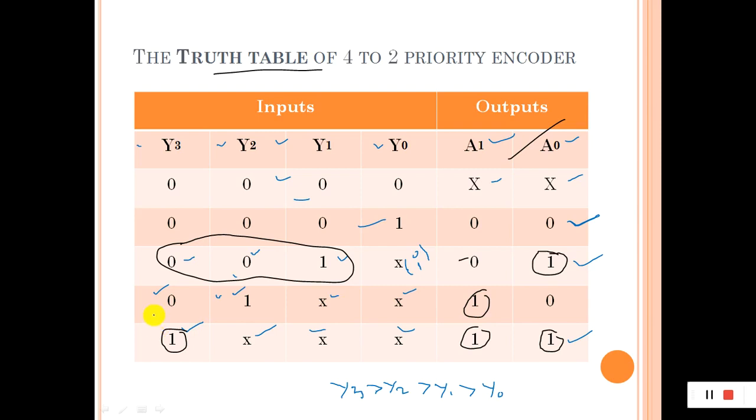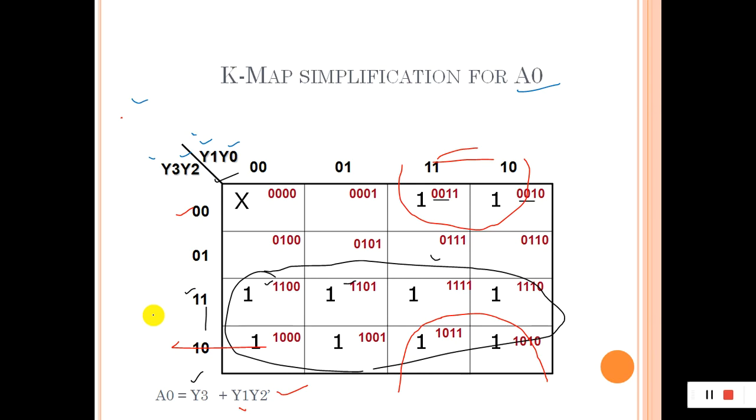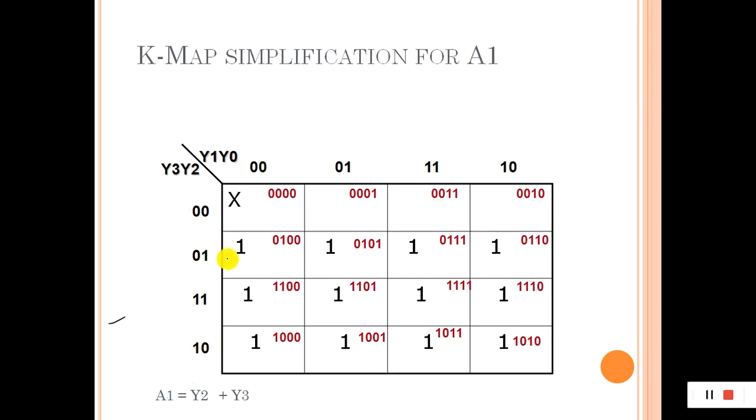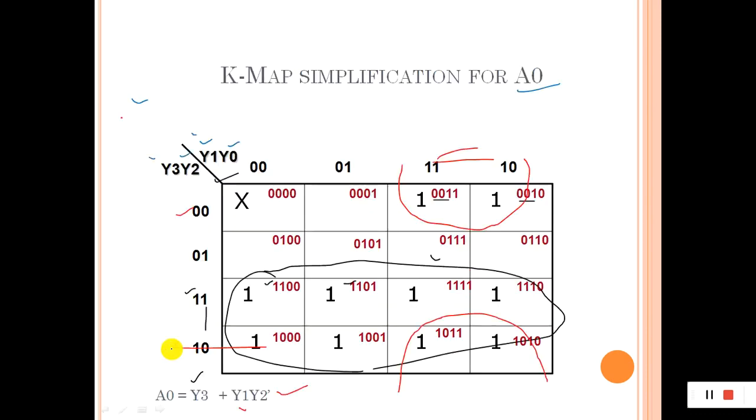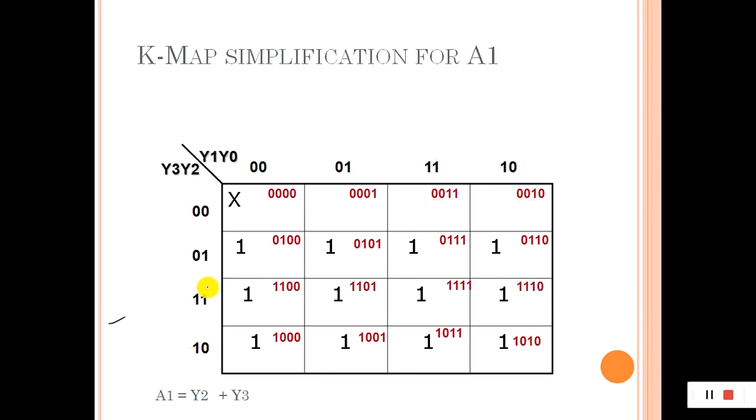Whatever cells are having 01, we will mark here, that is 01. See, all 01 will be 1. Then 01, then 01, so all 4 are having 01. Then I will check for the other value of 1, that is here, this is the 1. For this one Y3 is equal to 1, so the cells which are having 1 as the first bit, all will be high. Now the next step is pairing of the ones.